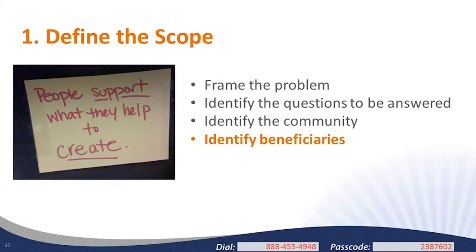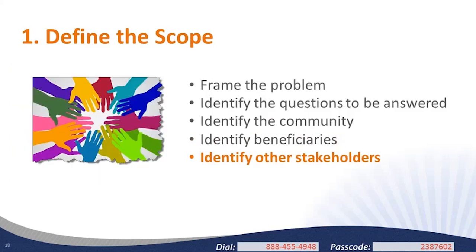So we've covered framing the problem, identifying the questions to be answered, identifying the community, and identifying beneficiaries. So talk to me a little bit about stakeholders. Who have you identified for your stakeholders so far? Okay, I want to make sure that I'm understanding what you mean by stakeholders. When I hear that, I'm assuming you mean everyone who has an interest or impact on the project. So that could be local high schools, nonprofits working with youth, parents, students. Is that right? Yeah, exactly.